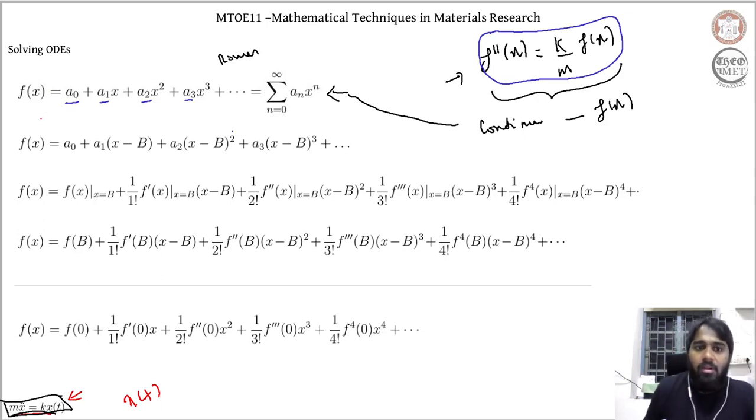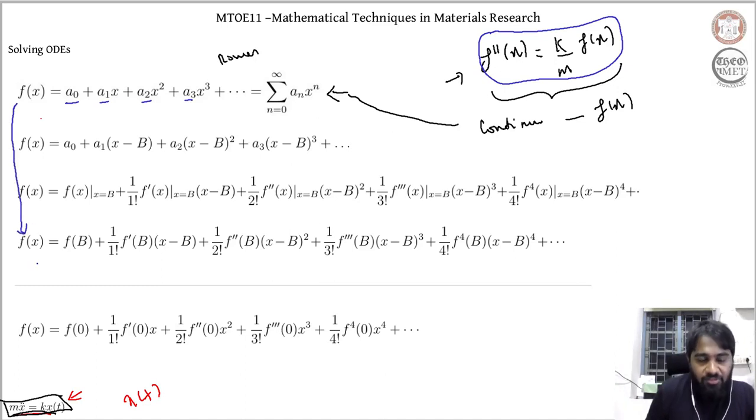Now, when you focus on these coefficients here, these coefficients are nothing but the derivative of my function f of x at a given point. This is something we saw in our previous session. If the given point is any random point, say capital B, then the expansion turns into something like this.